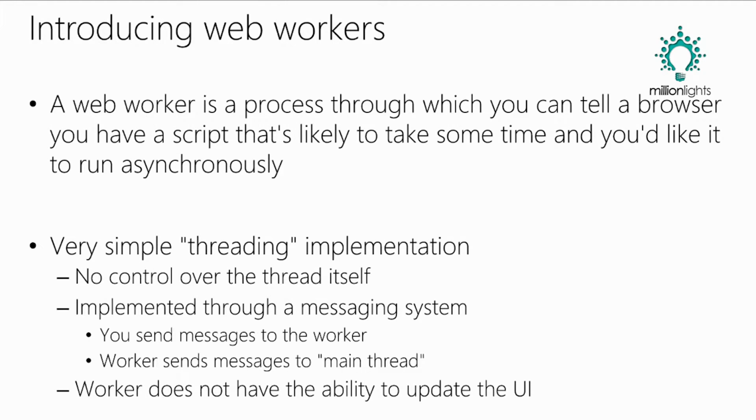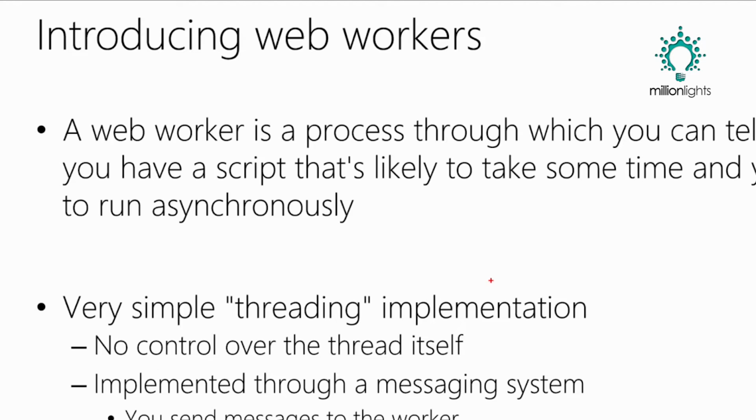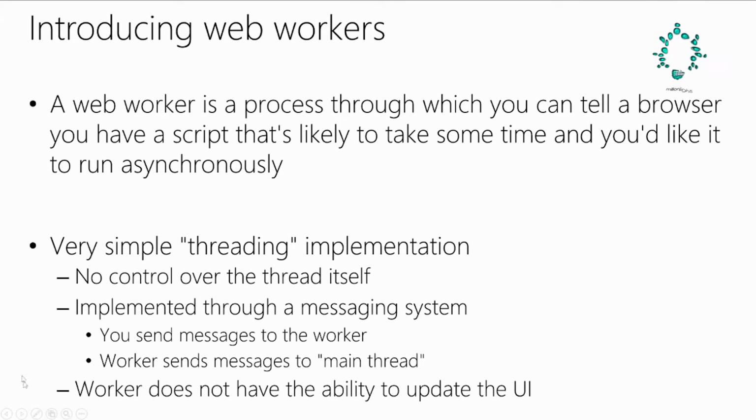So what's a web worker then? Well, a web worker is basically a process where we can tell the browser that we've got some script that's going to take a little while, and we want this to run asynchronously. Now, it's going to be a very simple threading implementation. But like I mentioned before, you're not going to have control over the thread itself. And on top of that, it's also going to be implemented through a very basic messaging system.